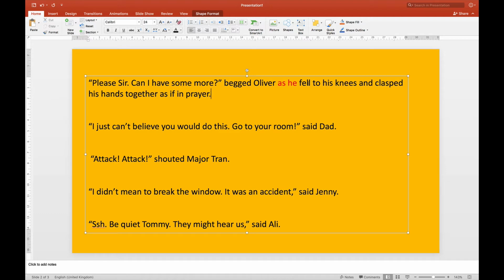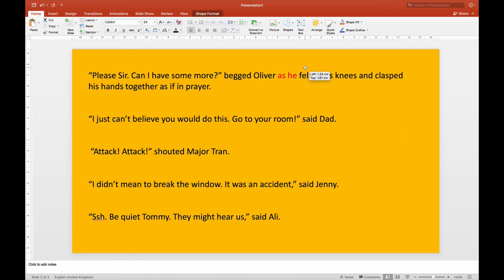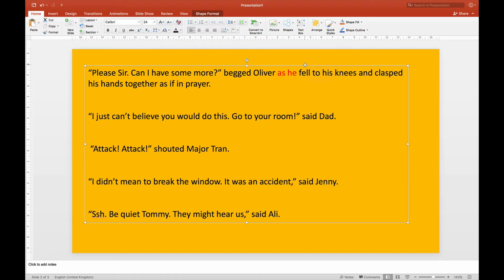And now, as a reader, you can picture Oliver doing this. You have this picture of a young boy falling to his knees and putting his hands together, begging. Much more powerful, much more engaging for the reader. And it's a very simple process. All you do is you add the words as he or as she, and then you put 2 actions, 2 things the character would do. Okay, let's move on to the next one.